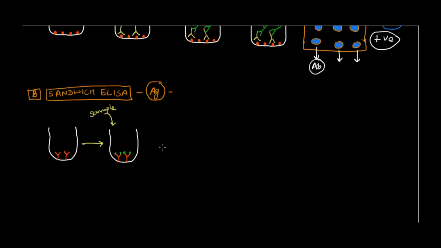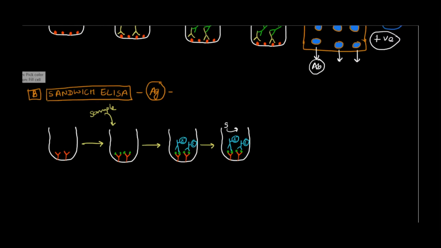Again, how to detect it? You guessed it right, we are going to add secondary antibodies, which are conjugated with enzyme. So if at all the antigen is present, this secondary antibody will go and bind with it. And detection is possible by adding colorless substrate. Enzyme will give us colored product in the end. Alright. Now because here the antigen is sandwiched between two antibodies, it is called Sandwich ELISA.